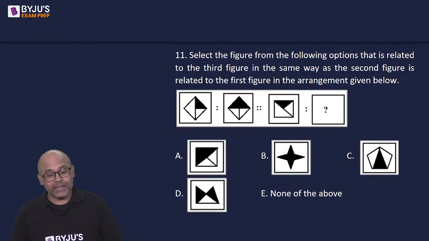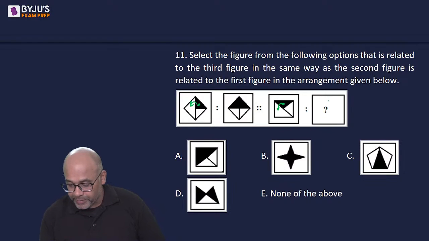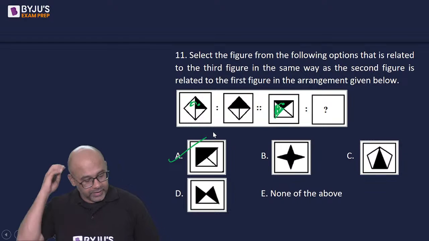Okay, so what is the correct answer here? We can see that this is colored and the opposite side got colored. Similarly, if this is colored, then the opposite side should get colored. So the opposite side will be this side. So it should be like this. That is option A. Very good.